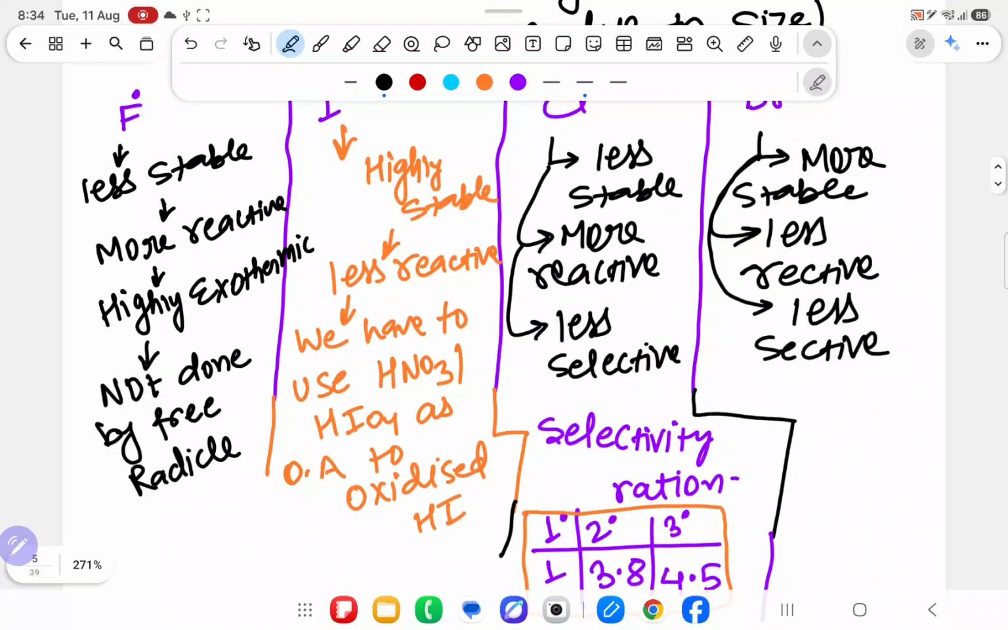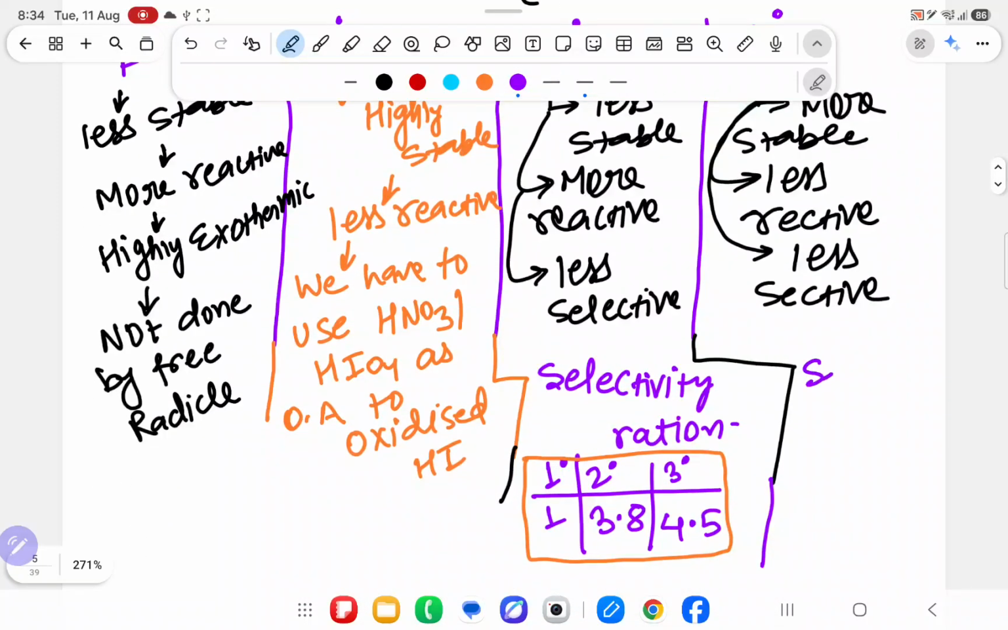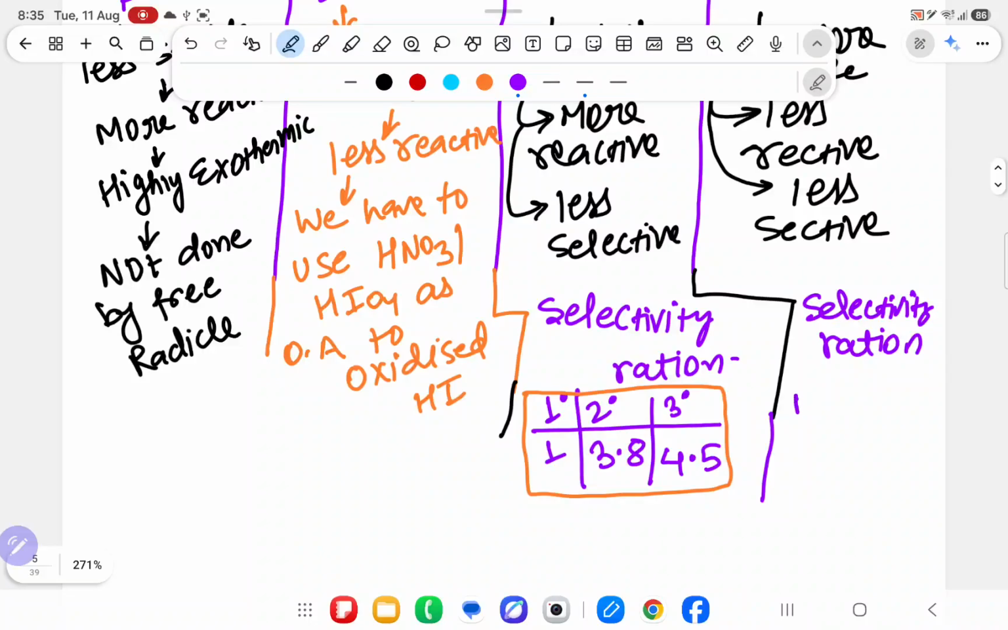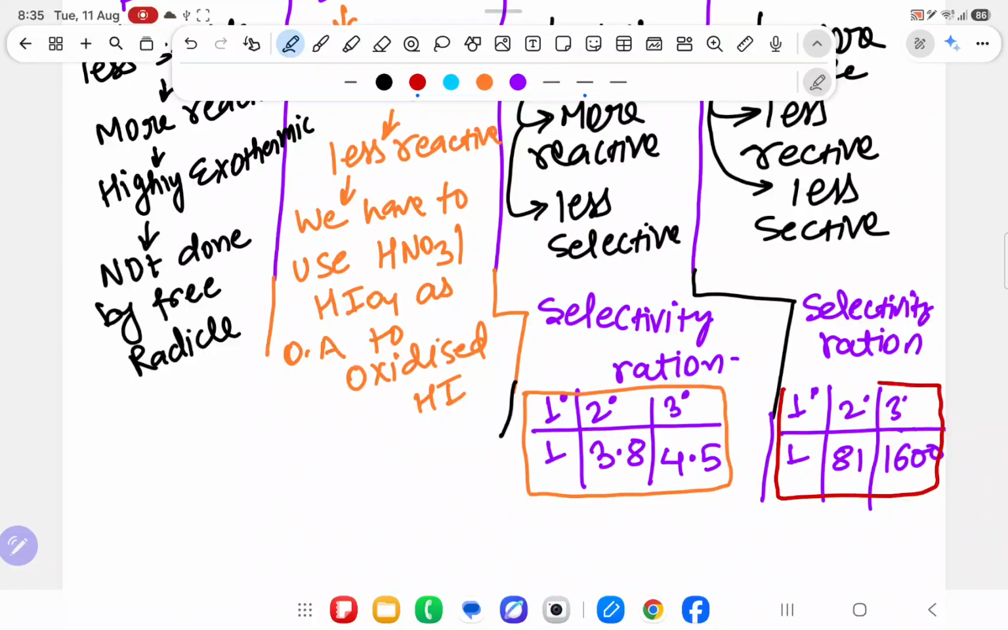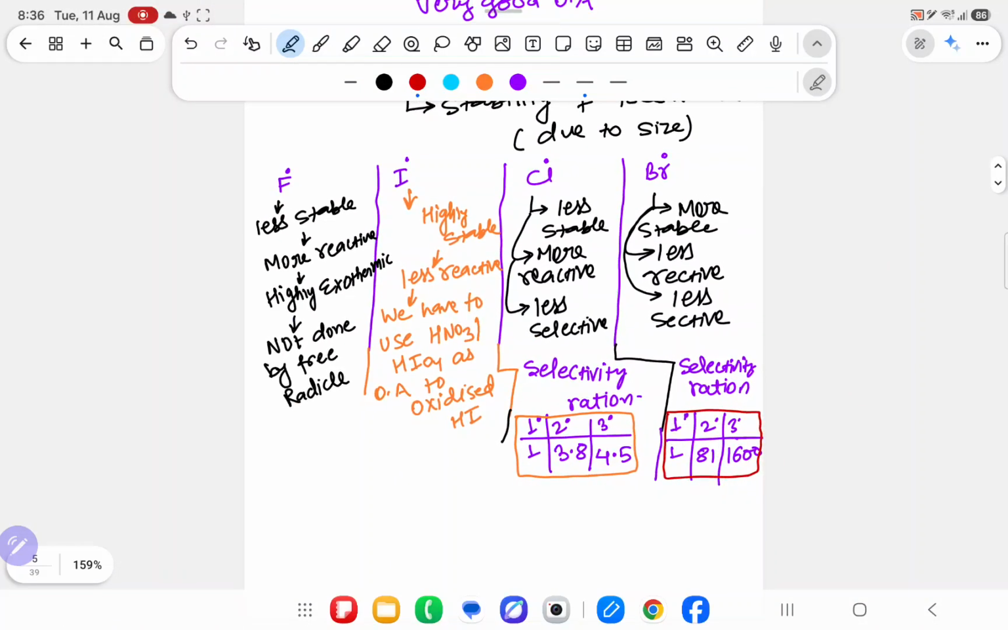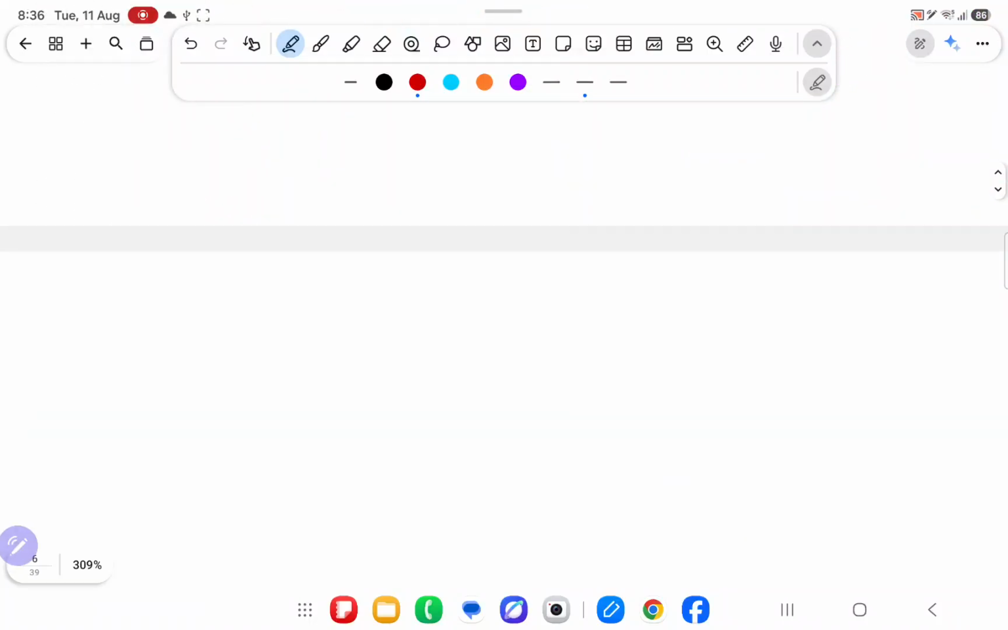So their selectivity ratio is coming something like this: 1 degree, 1. 2 degree, 81. 3 degree, 1600. Sir, what you have written, we didn't understand it. Just wait. Patience. You will just see it. What do you mean by that?